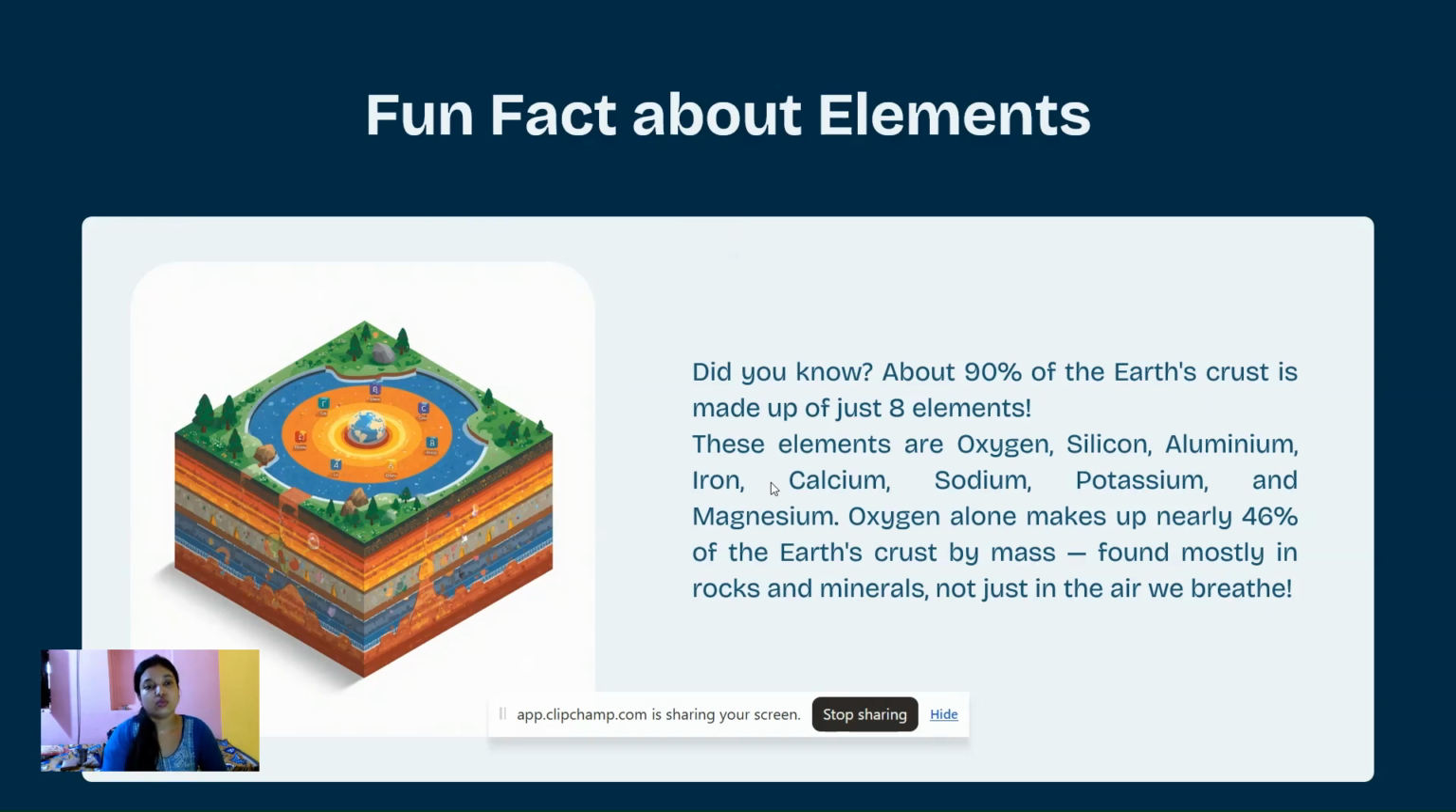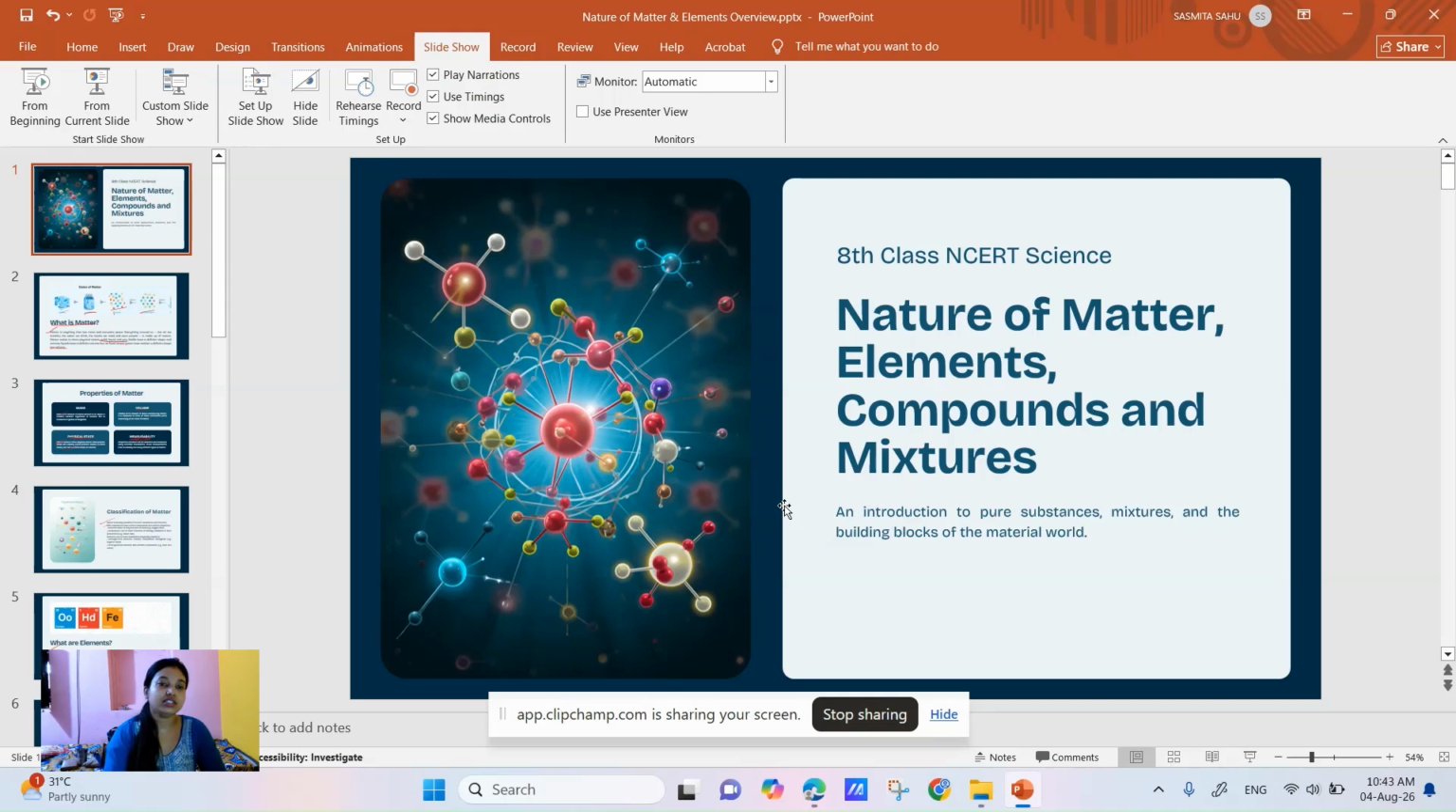Questions for you. What is matter? Give 2 examples. Second question: name one difference between an element and a compound. Third: what type of mixture is salt water? Fourth question: how can we separate sand from salt water?